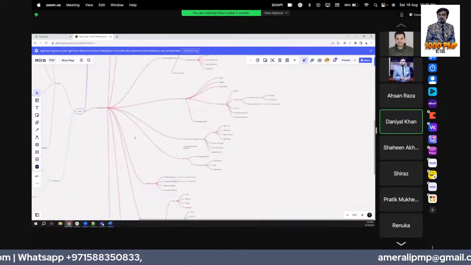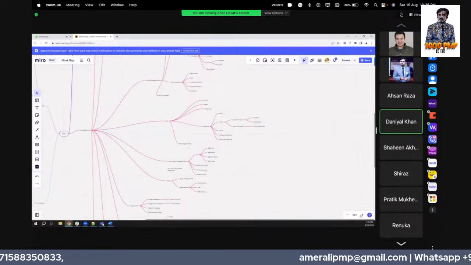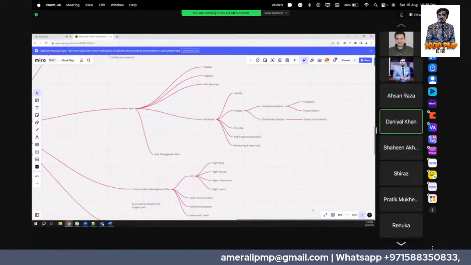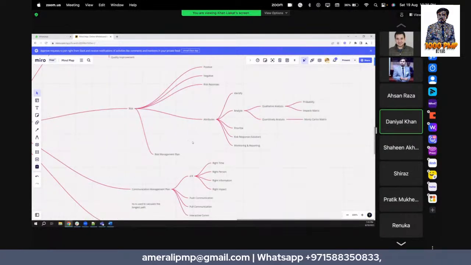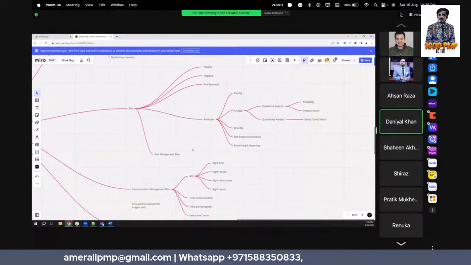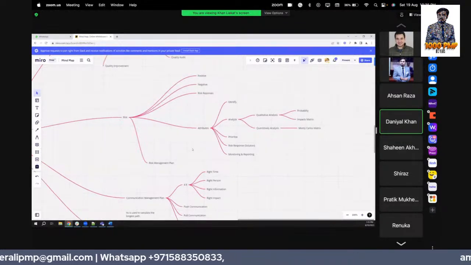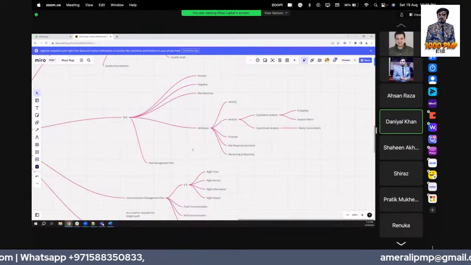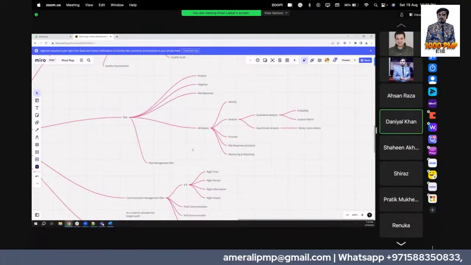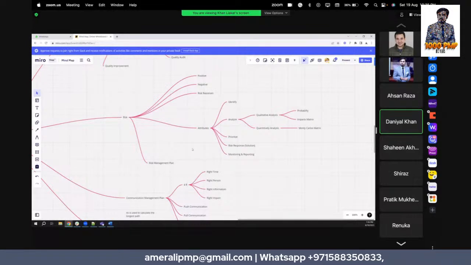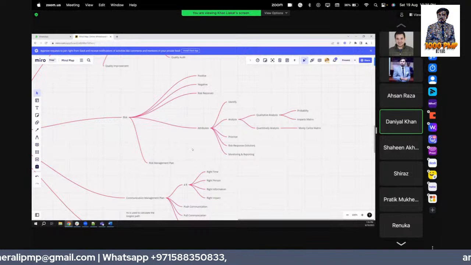Okay, risk is something that can be positive or negative, and it has a response. Risk can be positive or negative. Then we have to first identify the risk, that is, the attributes of the risk. Identify, analyze. The analysis techniques have two ways: quantitative analysis and qualitative analysis.